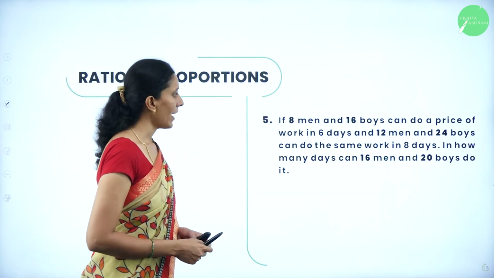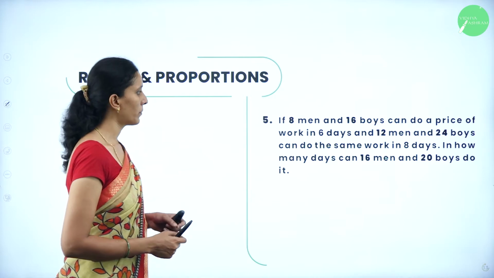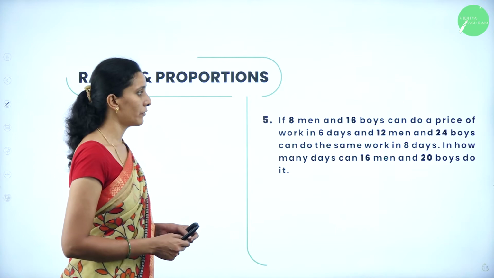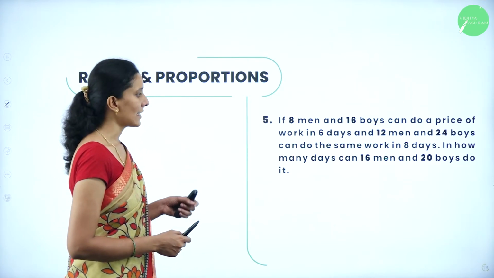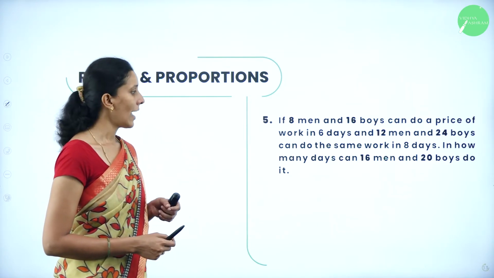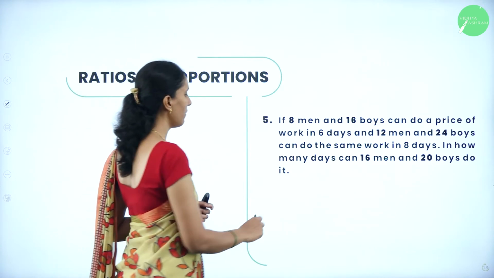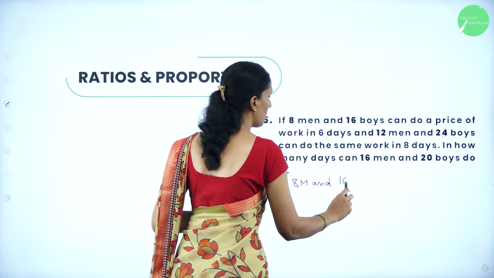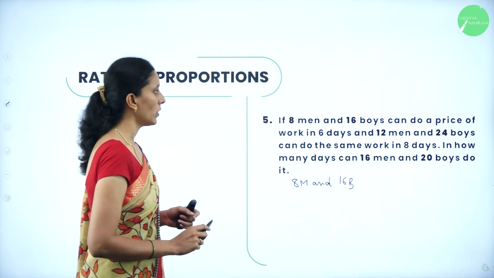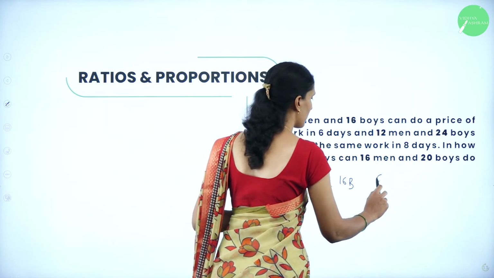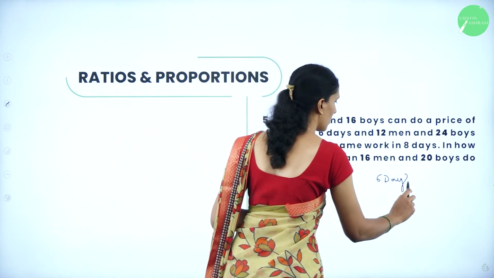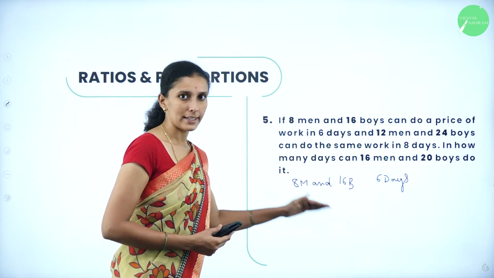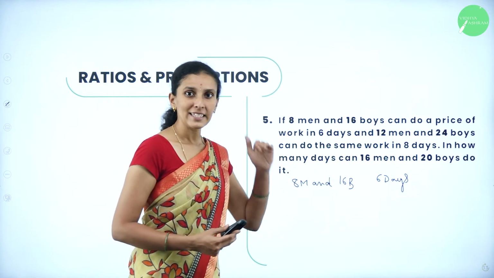Next I have, if 8 men and 16 boys can do a piece of work in 6 days and 12 men and 24 boys can do the same work in 8 days, how many days can 16 men and 20 boys take to do it? So I have 8 men and 16 boys who can do a piece of work in 6 days. As the number of men and boys increases, the number of days decreases.